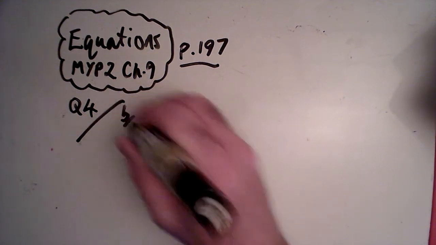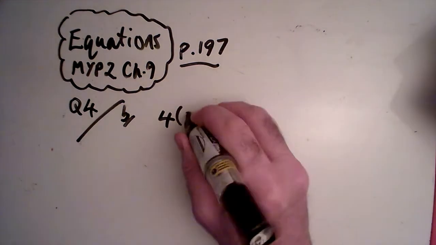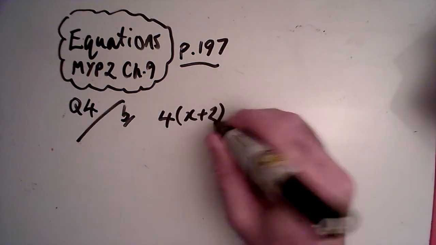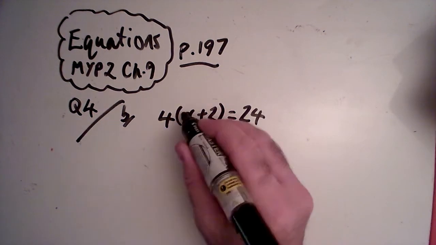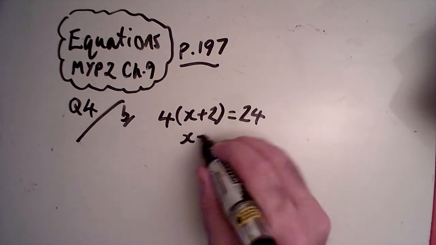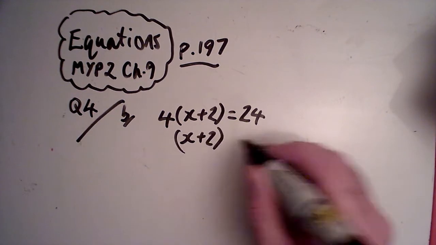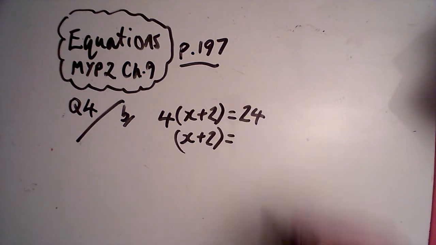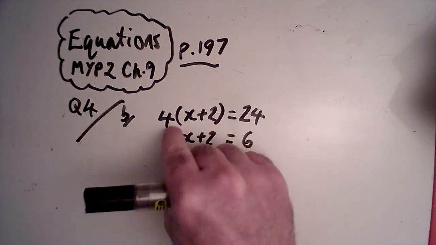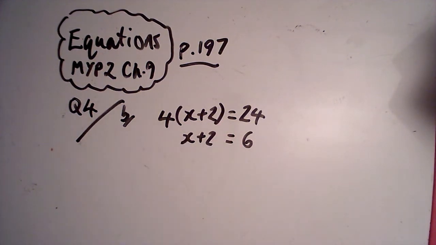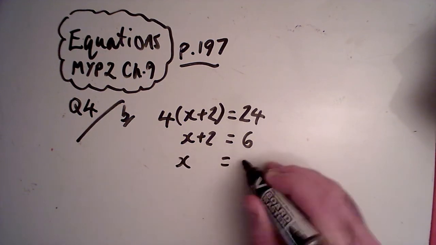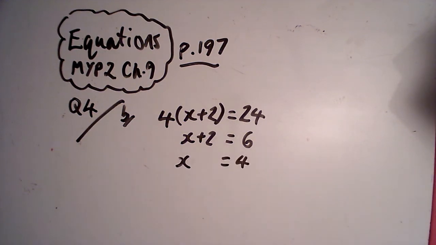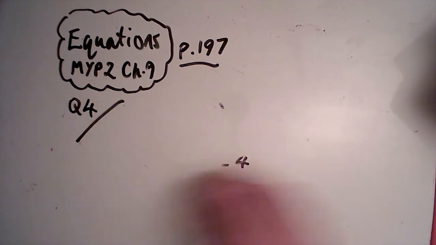Okay, B says 4(x + 2) = 24. So if I divide both sides by 4, I get the bracket on its own, x + 2, and I've got to divide the other side by 4 as well, so x + 2 = 6. Don't really need those brackets there anymore. So x + 2 = 6. Take away 2 from both sides to get x on its own. x = 4. On to question C.